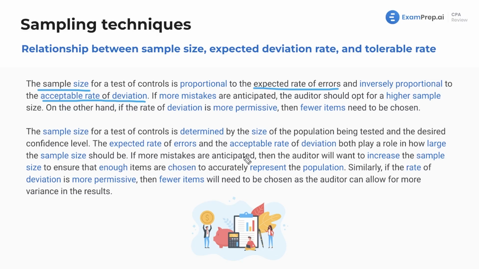If more mistakes are anticipated, then the auditor will want to increase the sample size to ensure enough items are chosen to accurately represent the population. Similarly, if the rate of deviation is more permissive, then fewer items will need to be chosen as the auditor can allow for more variance in the results.